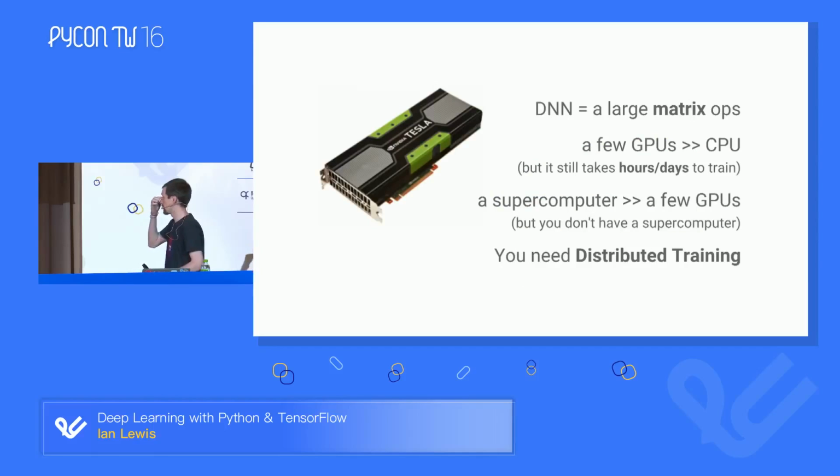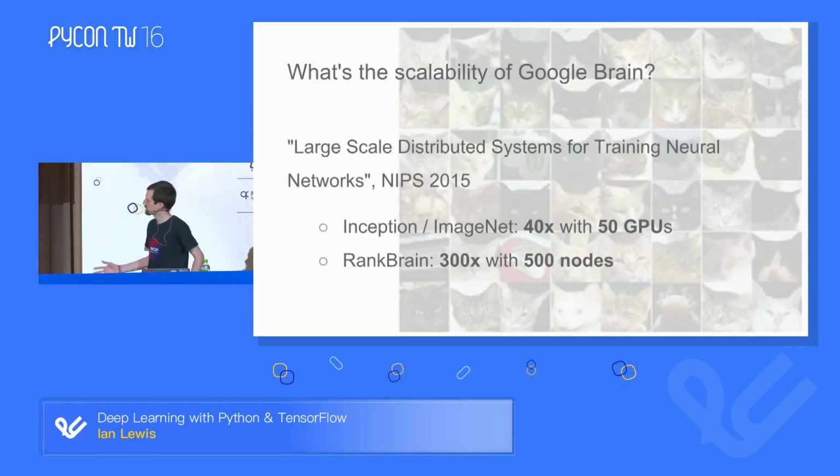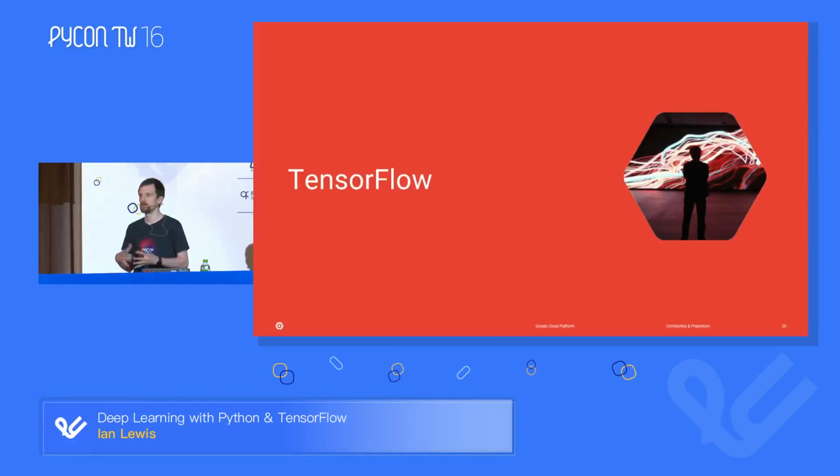And we do this using GPUs, because GPUs are much faster at training machine learning models. For our Inception image model, training on ImageNet data, we were able to get a 40x speedup with 50 GPUs, and RankBrain, our ranking system for Google search, was able to get a 300x speedup with 500 nodes. So we did it mostly so that you could do this kind of distributed computing. But next I want to talk about TensorFlow itself and how we might actually be able to use it.